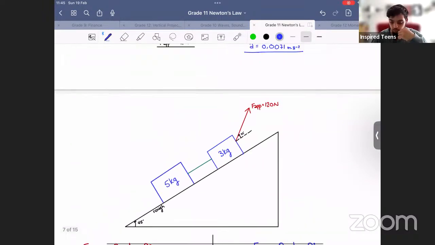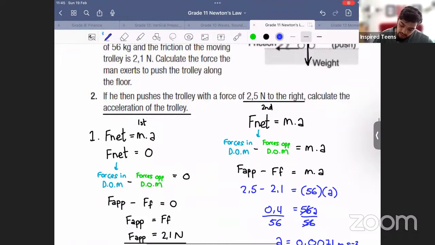Why is F applied equal to 2.5? Because they told us that he then pushes the trolley with a force of 2.5 newtons to the right, which is now an applied force.